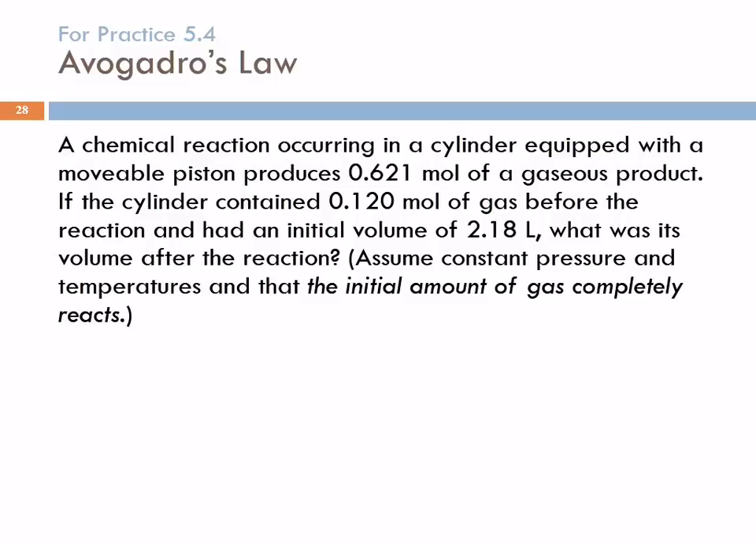So, Avogadro's law problem. A chemical reaction occurring in a cylinder equipped with a movable piston produces 0.621 moles of a gaseous product. If the cylinder contained 0.120 moles of gas before the reaction and had an initial volume of 2.18 liters, what was its volume after the reaction? And in parentheses, we've got the small print. Assume constant pressure and temperature and that the initial amount of gas completely reacts.